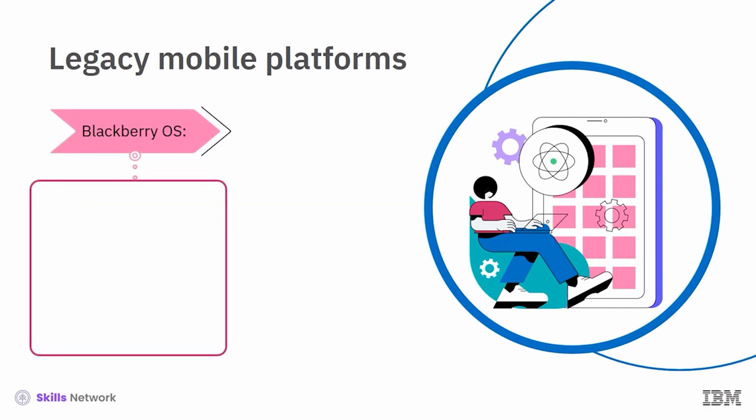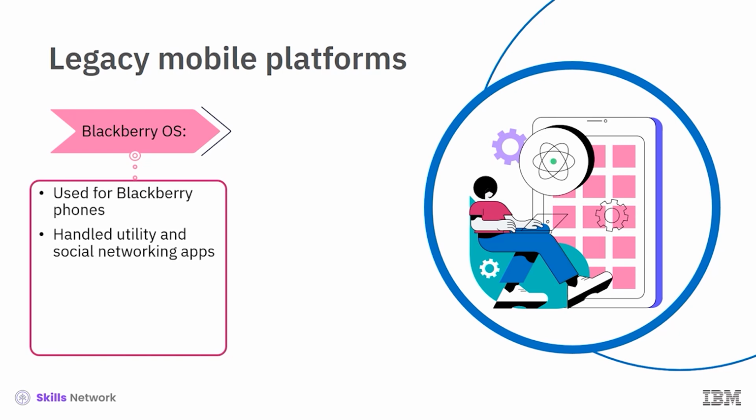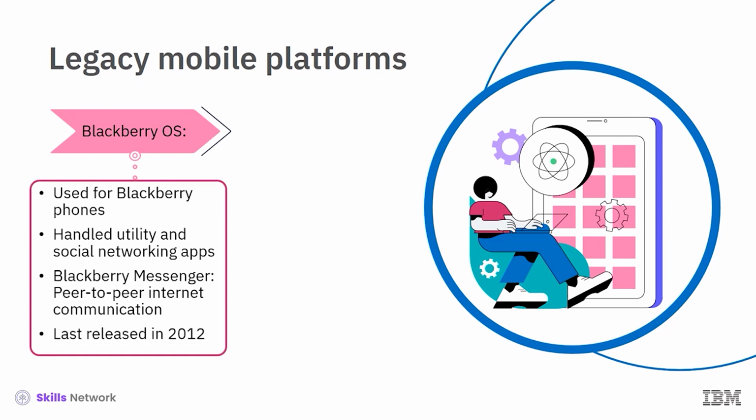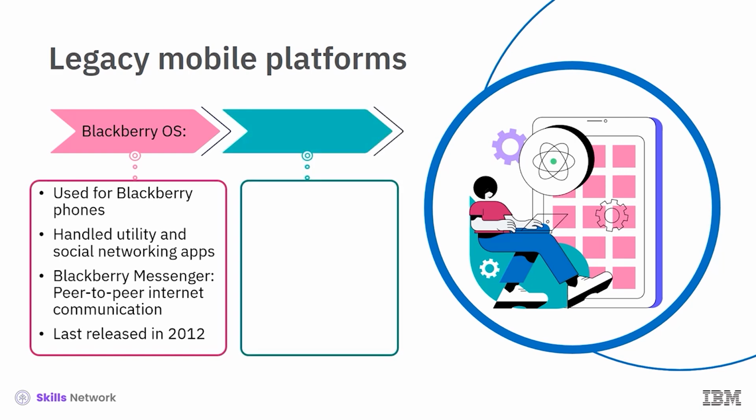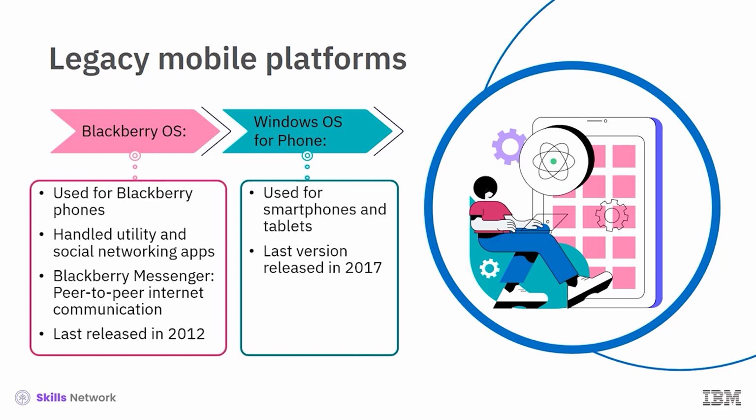Then, there was BlackBerry OS, which powered BlackBerry phones and was great for handling utility and social networking apps. BlackBerry Messenger, in particular, was a pioneer in peer-to-peer internet communication. The last version of BlackBerry OS was released in 2012. Another operating system, Windows OS for phones, was designed for smartphones and tablets. Its last version was released in 2017.